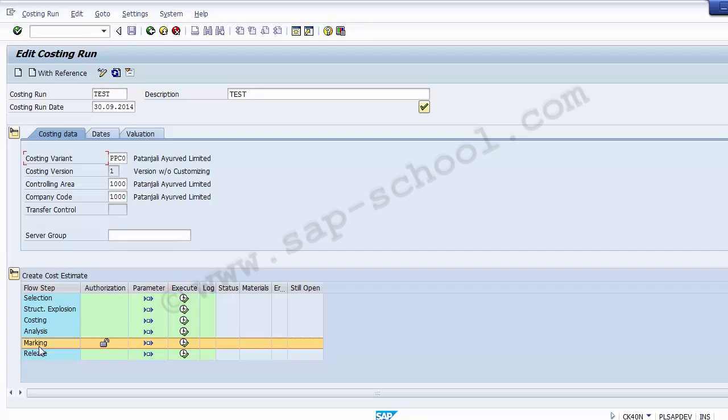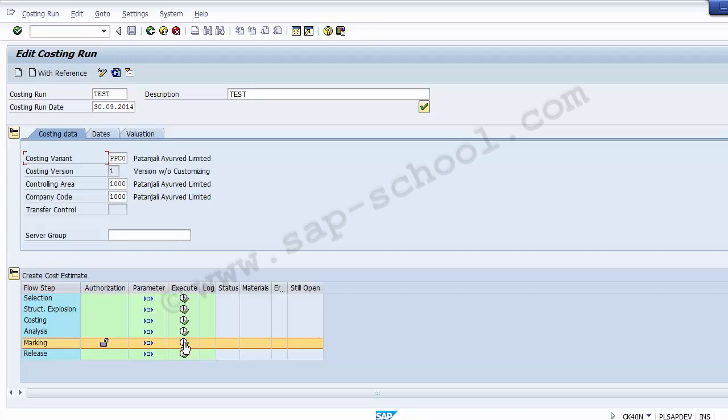in this step, cost appears as a planned standard cost estimate in the material master. After executing, once you have to unlock this over here, and then you have to execute over here in the next part, and once you execute, you release the costing results.